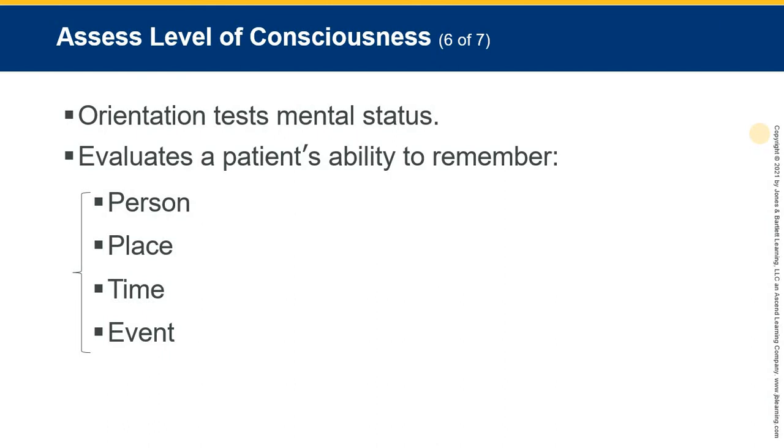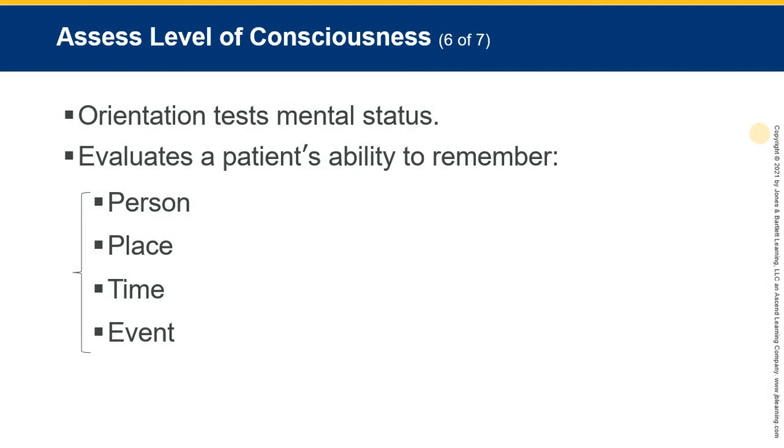So, like I said, this is always in the same order: person, place, time, and event. The reason being is when someone gets altered, they generally and most of the time will forget things starting at the bottom. The first thing they're going to forget is the immediate event. Think of things like concussion. They're going to forget the immediate events. They may remember events that were in the past.